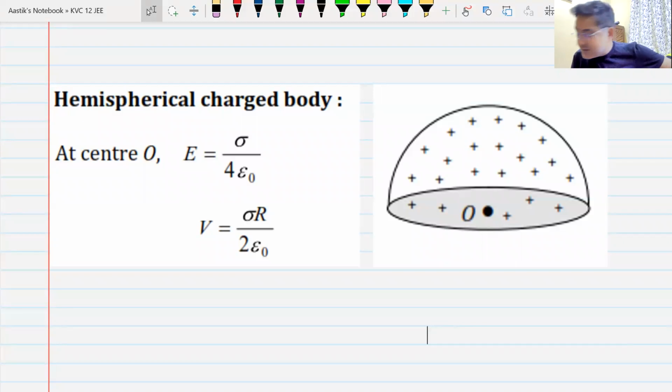Now remember this hemispherical charged body, the hemispherical cap. At the center of this cap, I had given you electric field sigma by 4 epsilon naught. Remember the electric potential also: sigma r by 2 epsilon naught. We have no time to waste on deriving this. We can just note the result, use it, and stay happy. At the end of the day, we must stay happy. Nothing else we want.